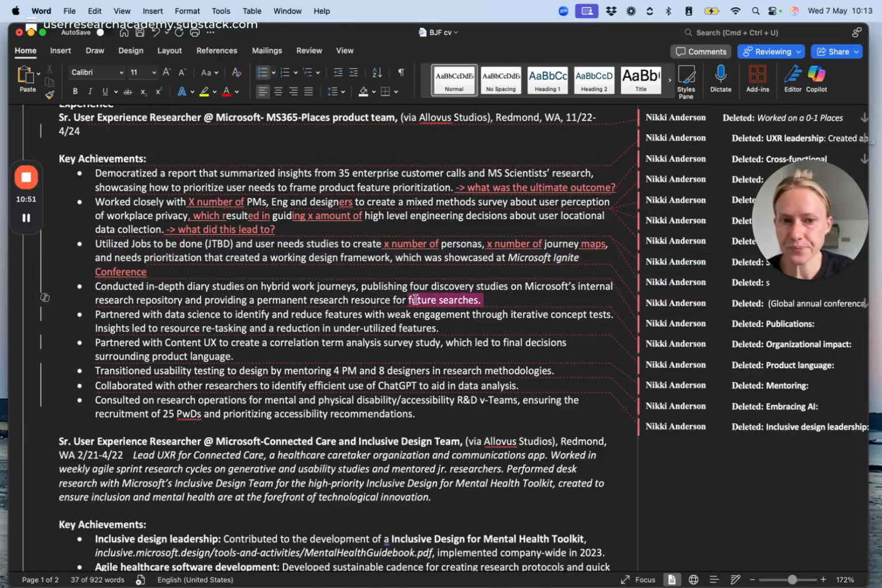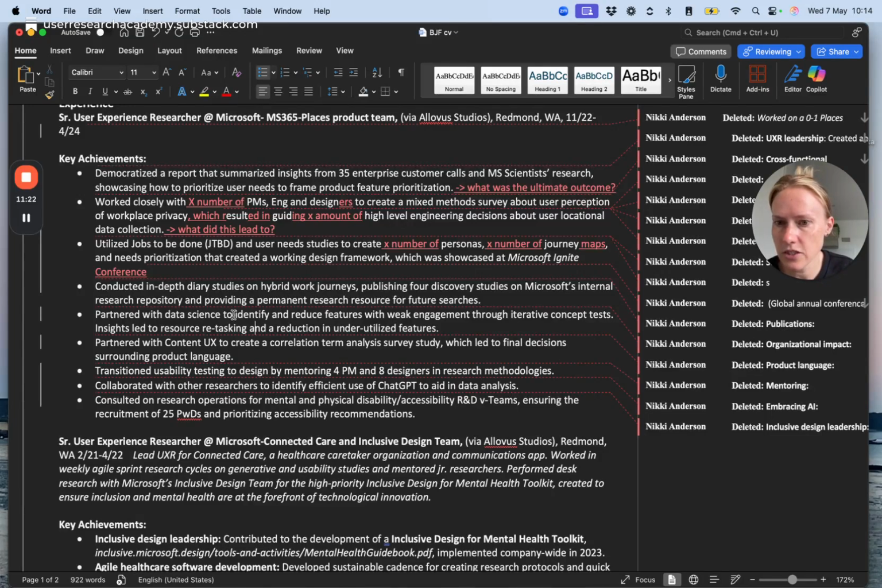Same here. What were people able to do because of this permanent research resource for future studies? But what did this lead to? Was there efficiency in research being done? Were there fewer repeated research requests? What did it save you, your team, the business, right? What was that final outcome?